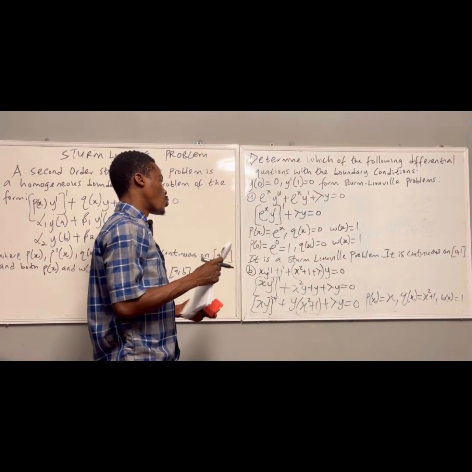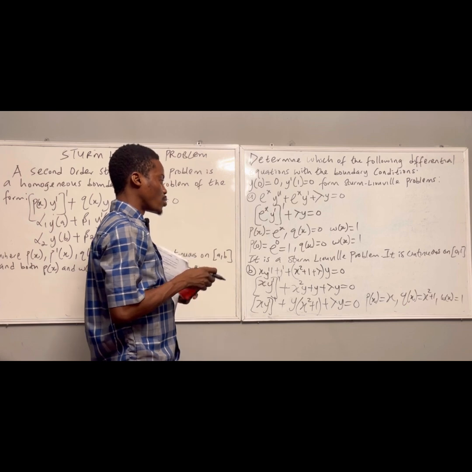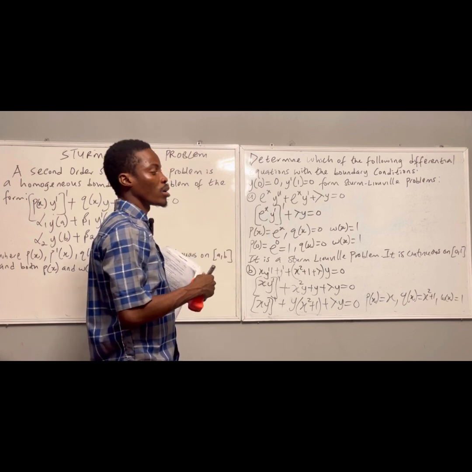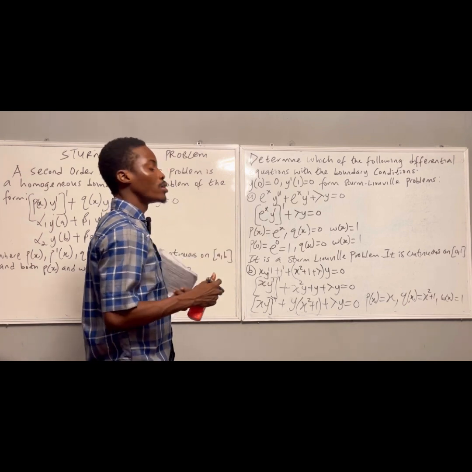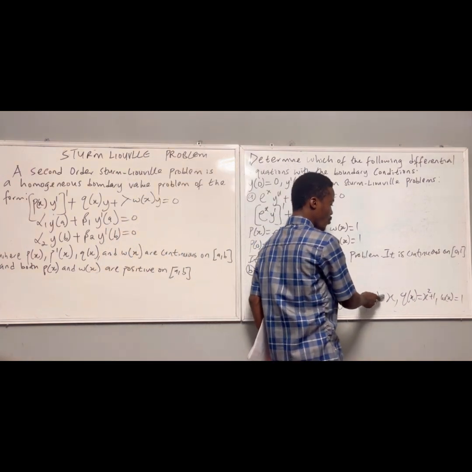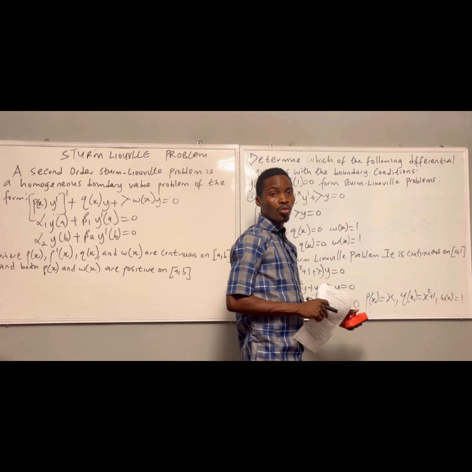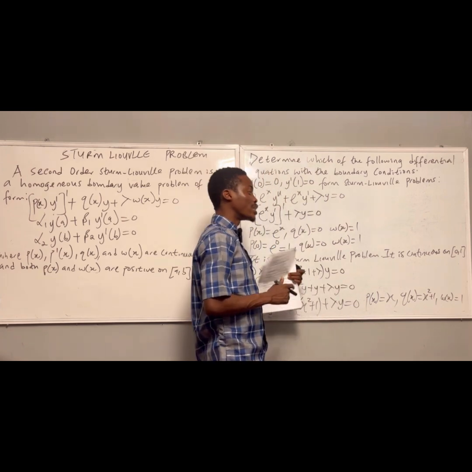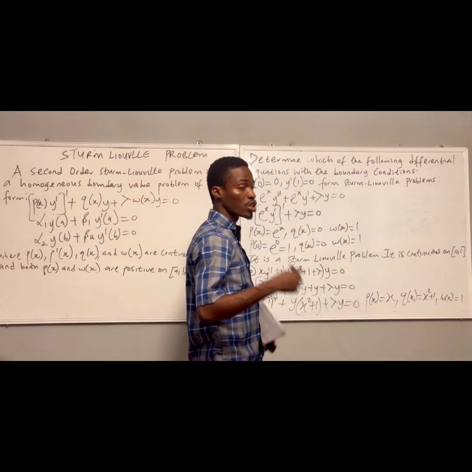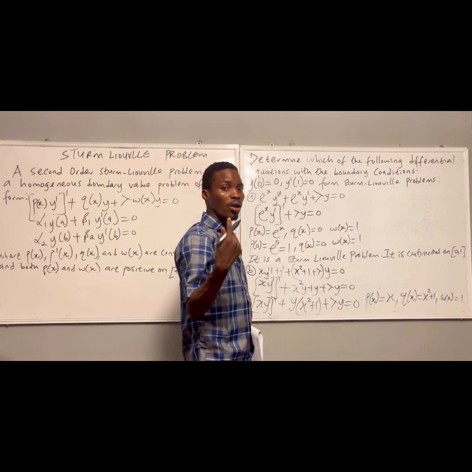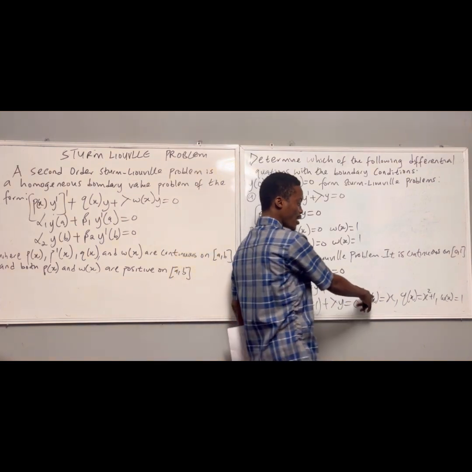So let us put s equal to 0. If I put s equal to 0 here, I'm going to have 0. At s equal to 0, I'm going to have 0. Since p of s is not positive, it means it is not a Sturm-Liouville problem because it is not continuous on what? On 0, 1. It means our s is 0.